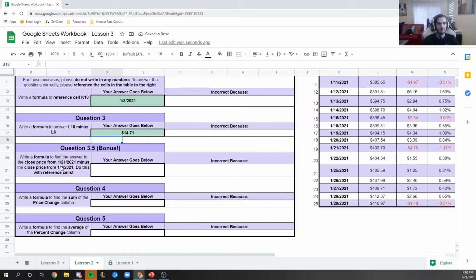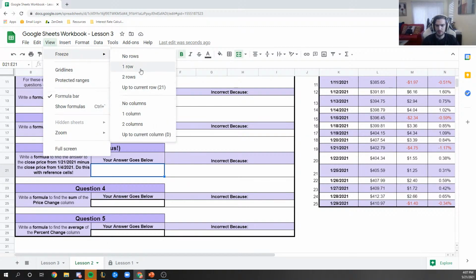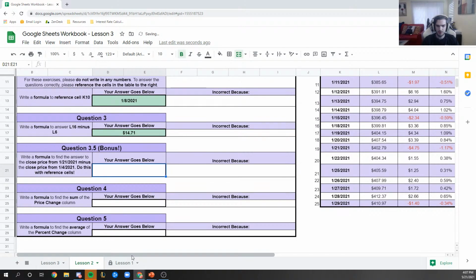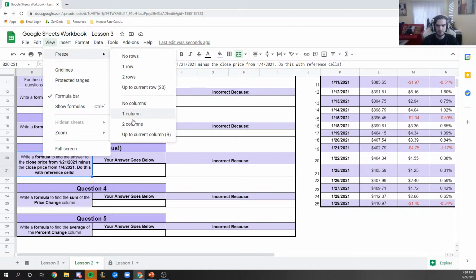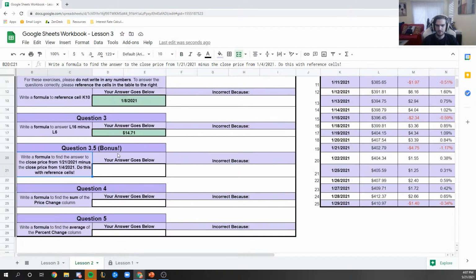Then question 3.5. Write a formula to find the answer to the close price of $121.21 minus the close price from $1,421. So the way we do that, we need to use our heads a little bit. Let me just quickly do this. So there we go. So now if, oh, that's not going to work. Freeze 2 columns.